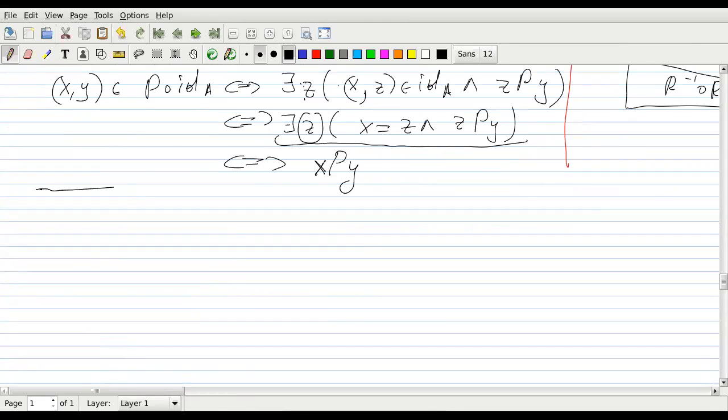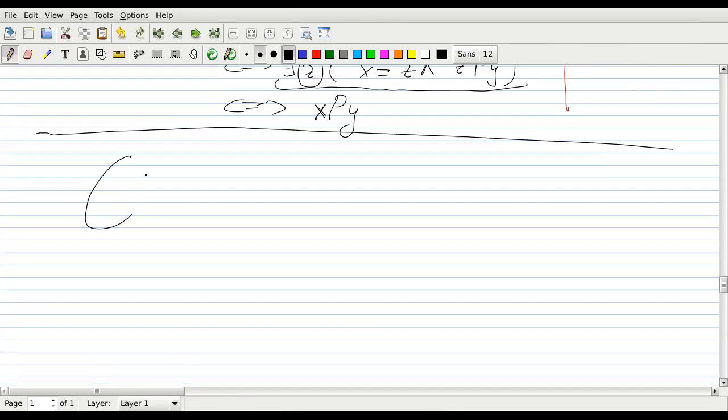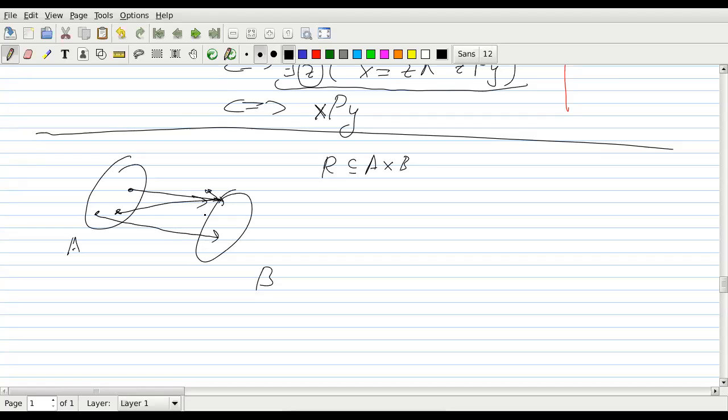And my last notion is the so-called image and pre-image. Let's consider the following drawing. Assume that we have some binary relation R between A and B. So it may include some arrows. Why not?